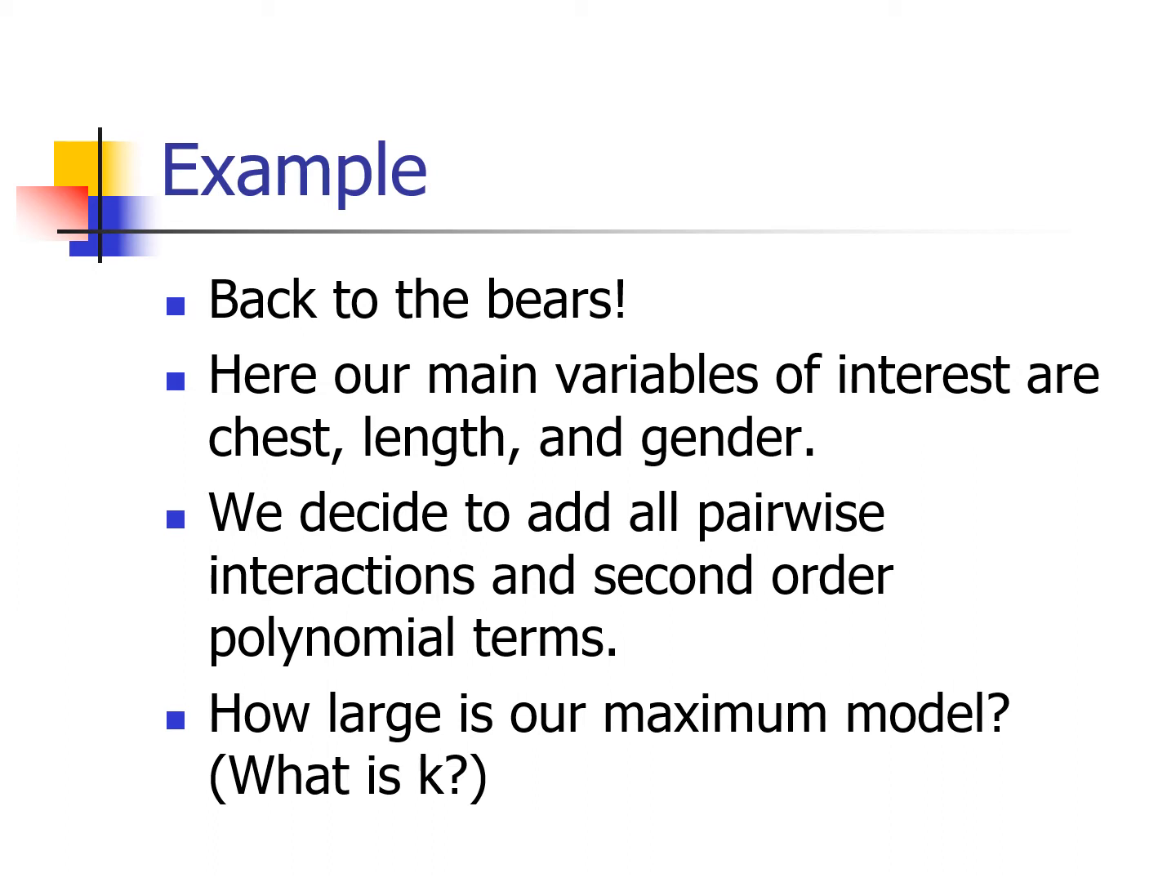The idea of chest squared makes sense, and length squared makes sense. But does the idea of gender squared make sense? It doesn't. What does male squared mean? What does female squared mean? Generally, we don't square categorical variables, and gender is an example of a categorical variable. So we have only 2 second order polynomial terms. Our total number of variables, our K, is going to be the 3 original variables plus the 3 pairwise interactions plus the 2 quadratic terms.